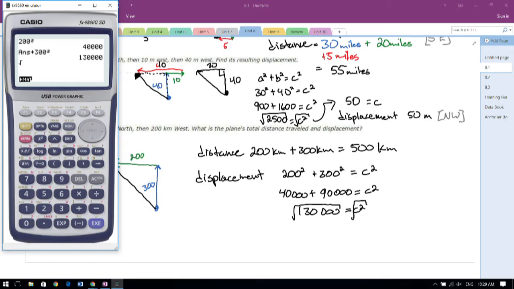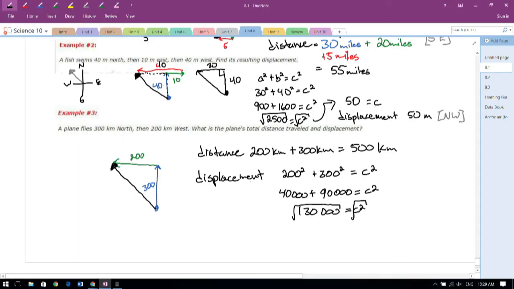Take the square root of that. It's going to be about 360.5. We'll call it 360.6 kilometers is C. And again, our direction is going to be the same as the one we just did. So the displacement is going to be 360.6 kilometers northwest.